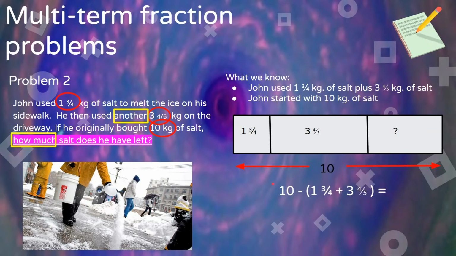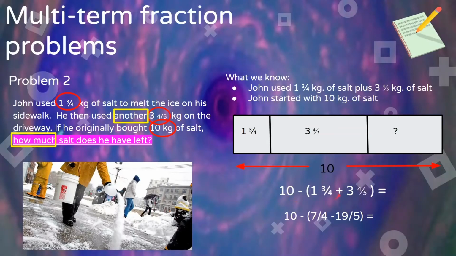So we set up an equation, right? We know that 10 is the whole amount, and we want to subtract what he already used: 1 3/4 plus 3 4/5 kilograms of salt. That's what he's already used. And what's that going to tell us? How much he still had left.